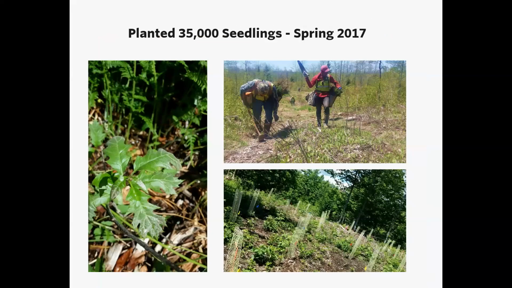So as I mentioned, we planted with a contractor 35,000 seedlings in the spring of 2017. You can see that we did some pre-commercial pre-treatments to limit the amount of competing vegetation at the site, and then also used tree tubes as well. Just following the planting in 2017, that spring and summer we went into a pretty extreme drought for about a month where we didn't have any measurable precipitation. And so that significantly impacted the survival of the bare root seedlings at the site.